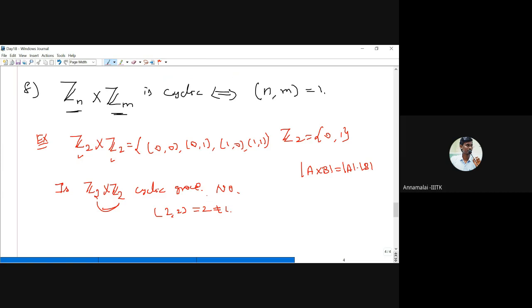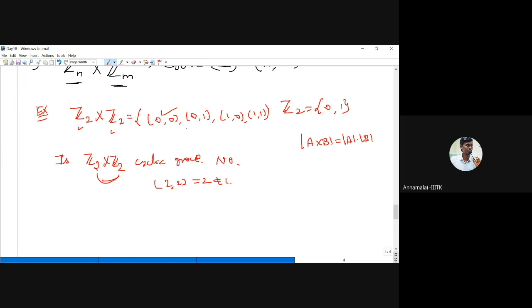Okay, now what about the order of any element? If we pick the identity element, then in any group the order of the identity element is always 1. Therefore, the order of the element (0,0) is 1. We can find the order of each element. So this is nothing but the LCM of the order of the first 0, comma, the order of the second 0.